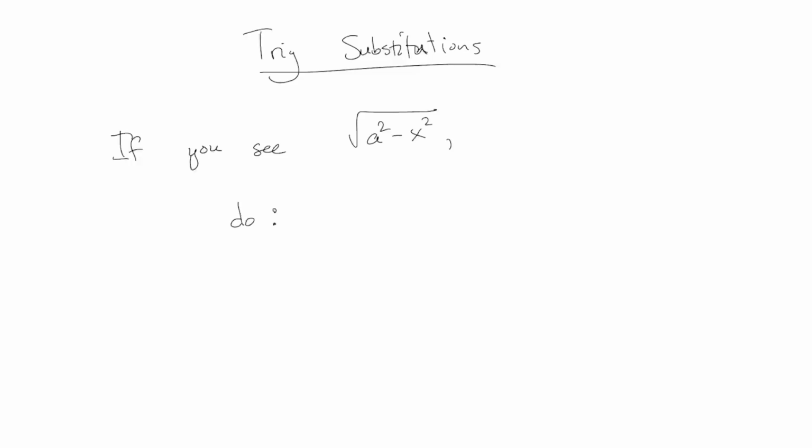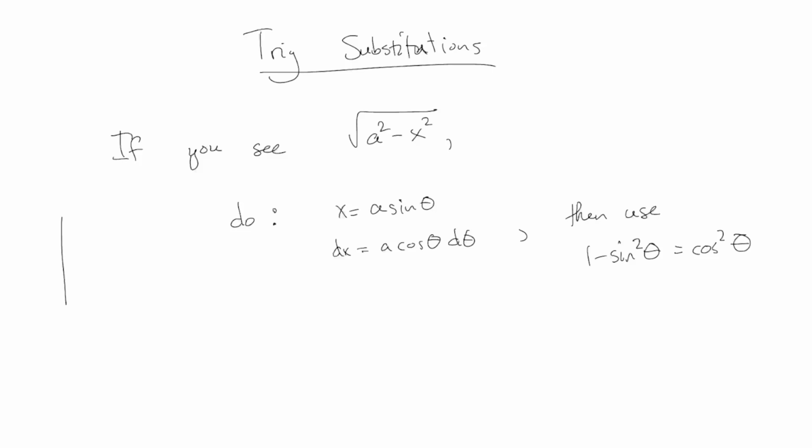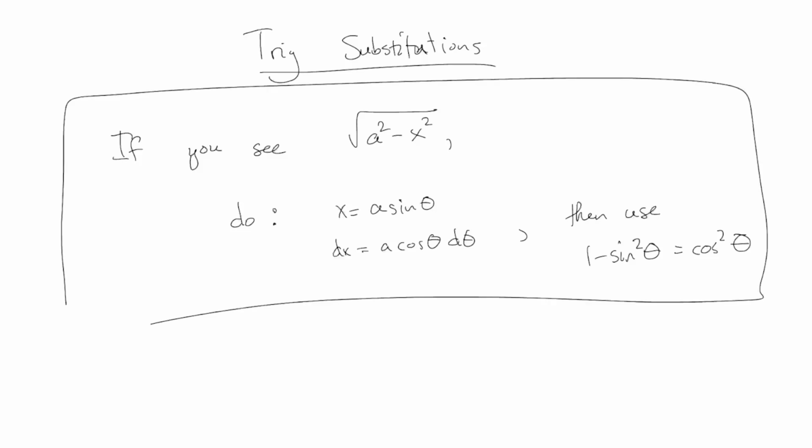If you see square root a squared minus x squared, where a is some constant, do the substitution x equals a sine theta, and dx would be the derivative of that, which would be a cosine theta d theta. And then use 1 minus sine squared theta equals cosine squared theta. This is the first type of the trig substitutions that we're going to talk about. If you see square root a squared minus x squared, then this is the appropriate substitution that you should do.